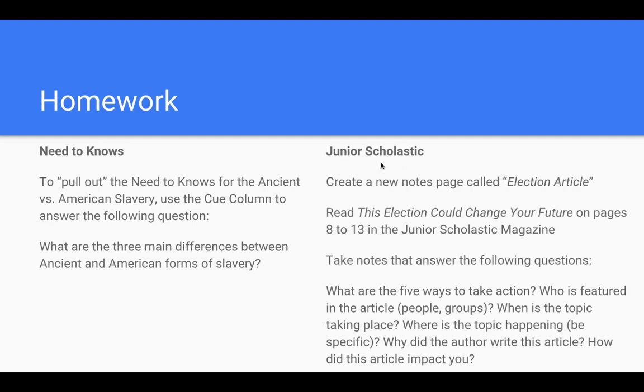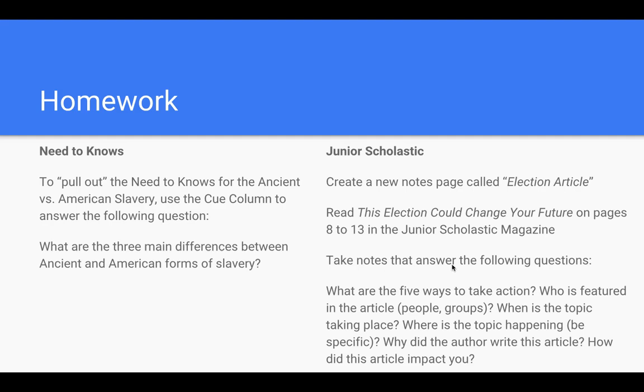Next homework is Junior Scholastic. You're going to create a whole new notes page called Election Article and give it the date, which is going to be 10/11/2018. You could pause now and create that. You're going to read "This election could change your future" on pages 8 to 13 in the Junior Scholastic magazine. The magazine is on the blue table in the front of the room. You want to take one of those home with you.